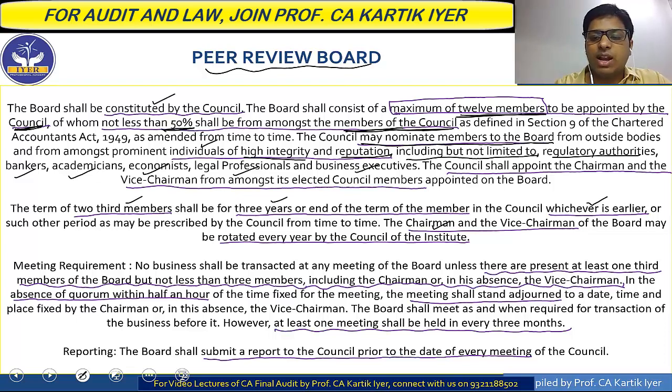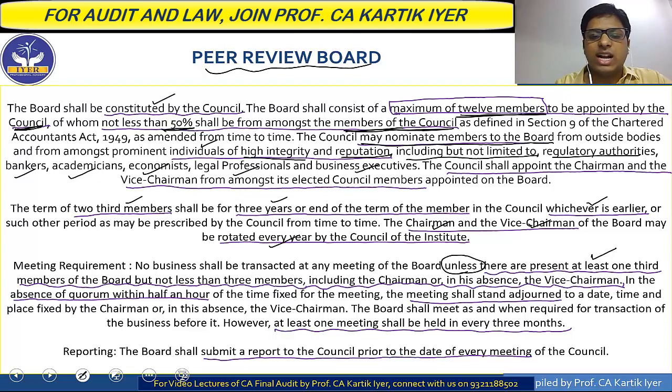Next, they have said the chairman and the vice chairman of the board may be rotated every year by the council of the institute. The chairman and the vice chairman will keep rotating every year. Meeting requirements: no business shall be transacted at any meeting of the board unless there are present at least 1/3 members of the board, but not less than 3 members, including the chairman, or in his absence, the vice chairman. So basically they have provided the quorum here.